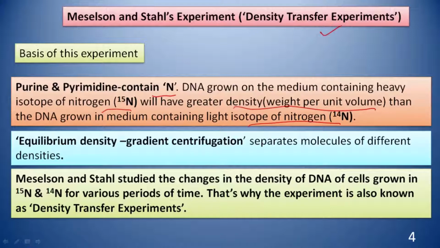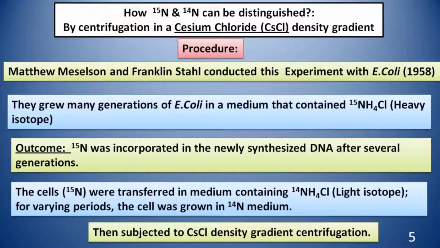So what is the process they used? They used equilibrium density gradient centrifugation, which separates molecules of different density. So Meselson and Stahl studied these changes in density of DNA of cells grown in N15 and N14 for various periods of time. That's why the experiment is also known as the density transfer experiment. So how did they do this experiment? N15, which is the heavy isotope of nitrogen, and N14, which is the light isotope of nitrogen, can be distinguished by centrifugation in a cesium chloride density gradient.